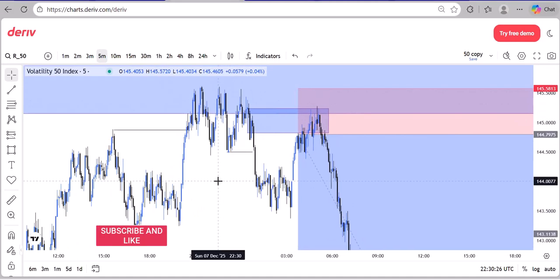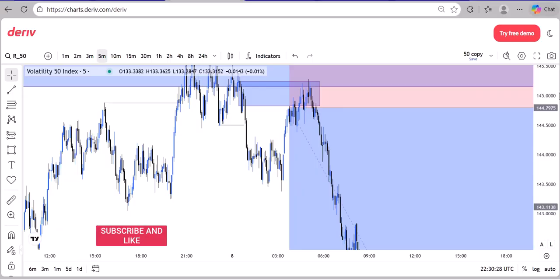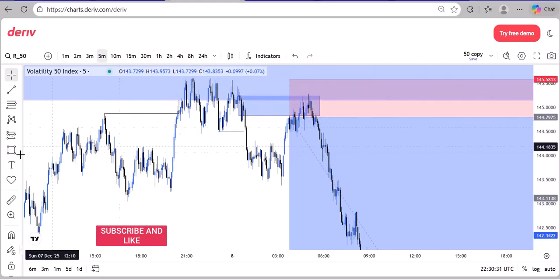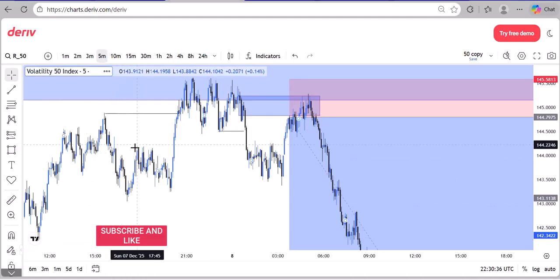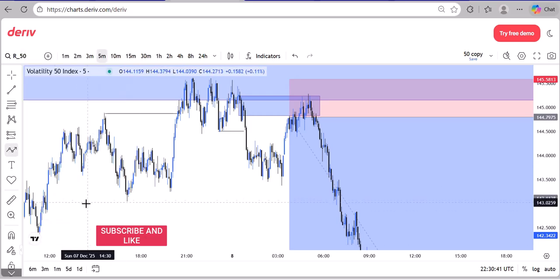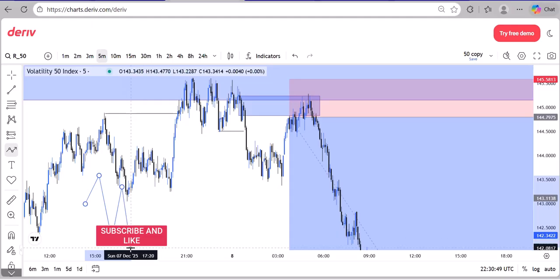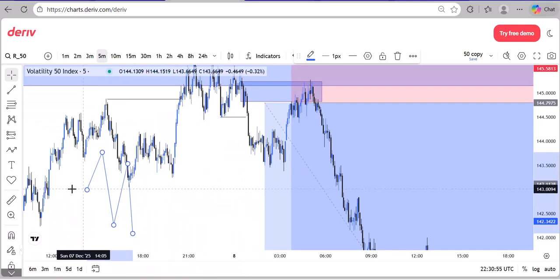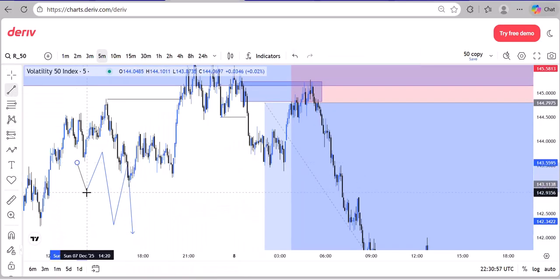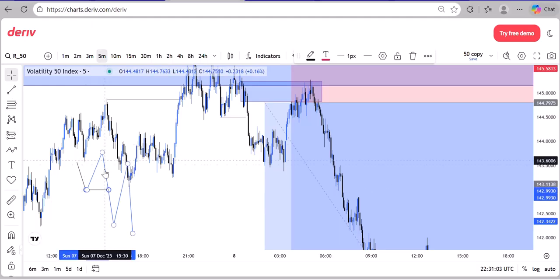So we waited for a break of structure. Now what are we looking for? For our entry, this is our entry model. We are looking for something like this, where price came in and broke structure.